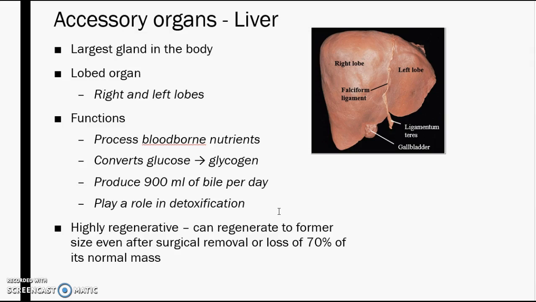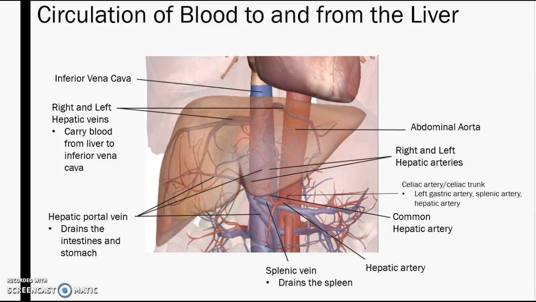So the liver is a very important organ. It has lots of functions. It also does things like process fat-soluble vitamins and that sort of thing. It's highly regenerative. It can regenerate to its former size even after surgical removal or loss of 70% of its normal mass. That might also be age-dependent as to just how much regeneration is possible, and it would also have to do with the health of the liver. If a person has an unhealthy liver, we may not see quite that much bounce back.